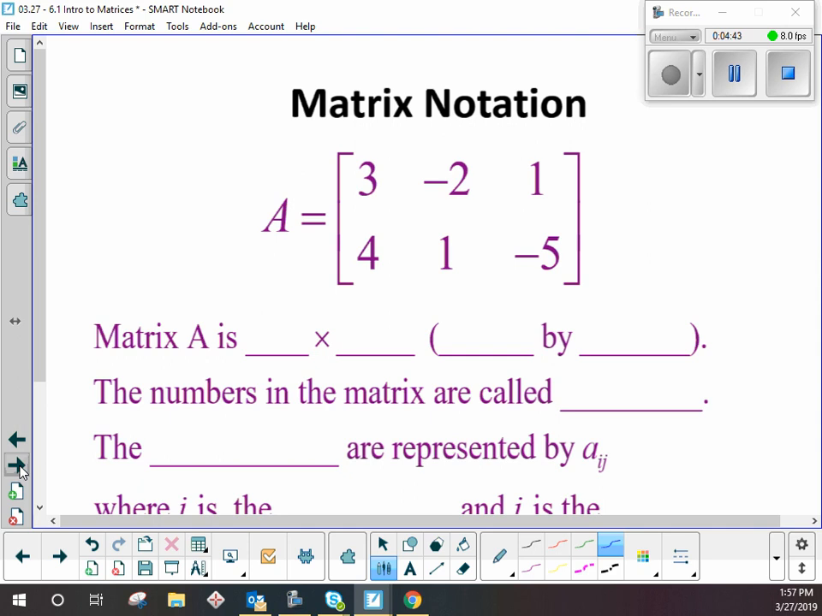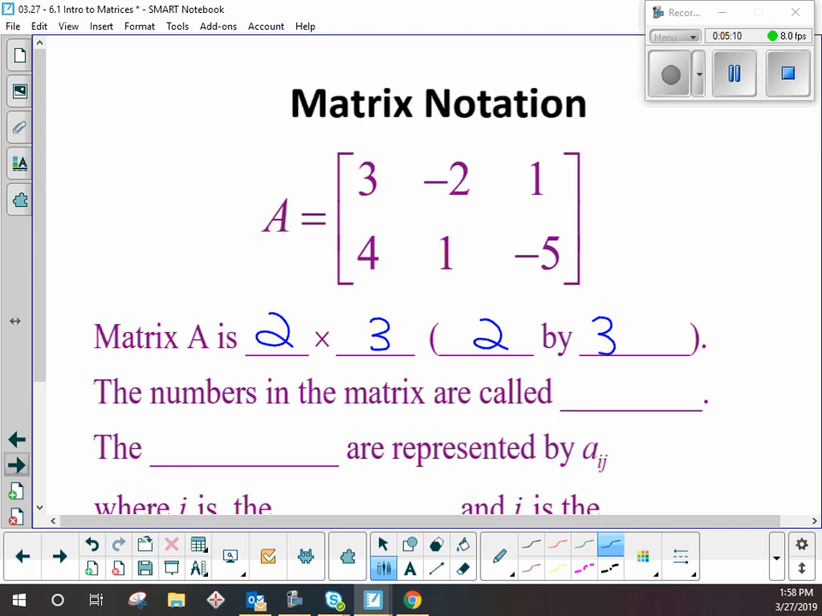Okay, so we have this matrix here. What's the name of this matrix? A, all right. For matrix A, we want to do the size. It's rows first. How many rows are there? 2, right? Rows go left to right, so there are 2 of those. And how many columns? 3. Column 1, column 2, column 3. Or 2 by 3.